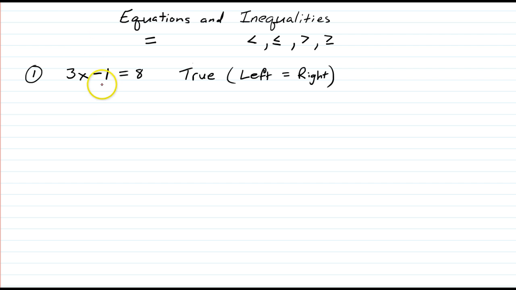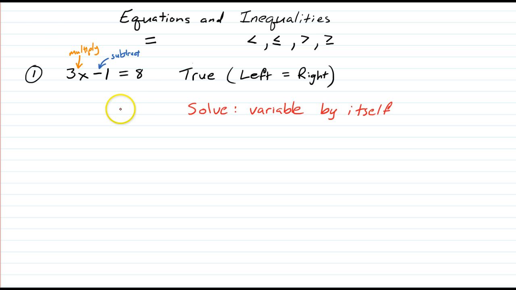And so what we do is we solve. And when we say solve, we really just mean get the variable by itself. I want nothing next to the variable. So we do that by undoing these operations. We have two things happening right now. We have 3 next to x, which means multiply. And we also have the minus 1, which is subtract. And so when we undo or solve an equation, we do the opposite.